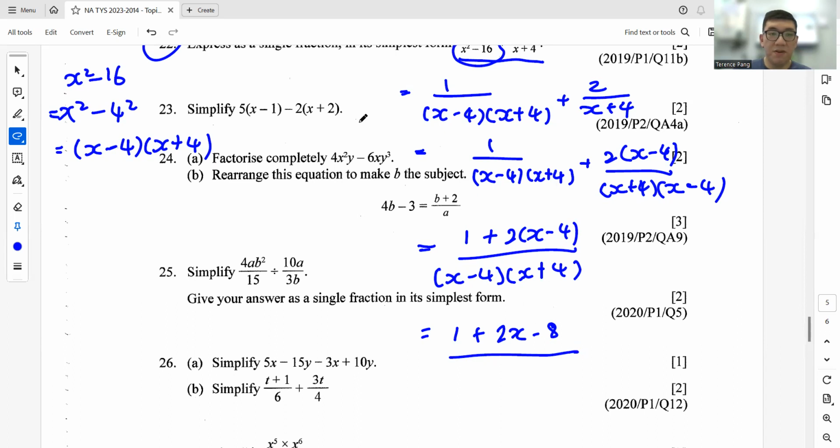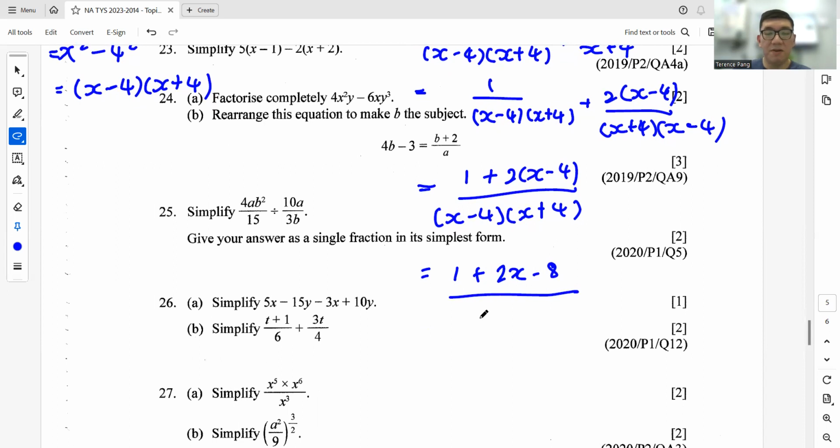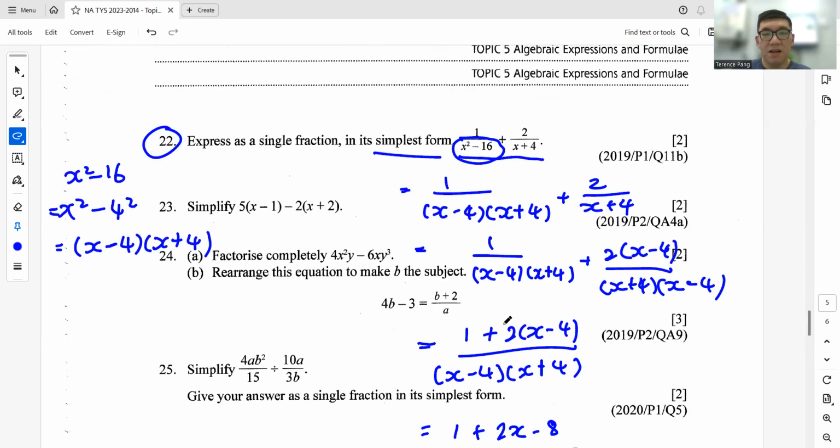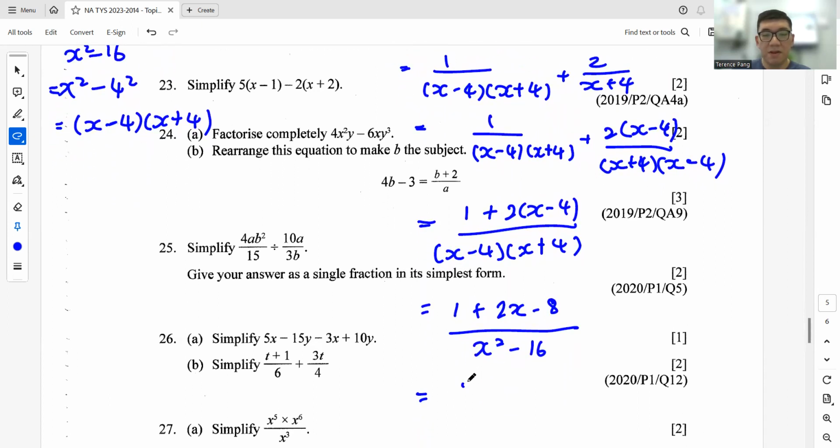And then for the bottom, because the question says simplest form, you need to remove the brackets at the bottom. You can revert back to its x squared minus 16, because you don't need the x plus 4, x minus 4. At the top, just simplify it and that'll give you the final answer. So basically, I expand the 2x minus 4 first, then I add the 1 in, then simplify it.